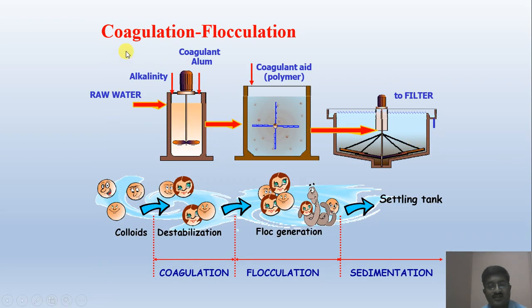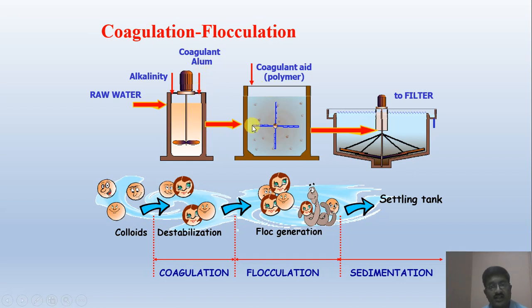Knowing that to remove such particles, coagulation and flocculation is there, right? What are coagulation and flocculation? I will show that. This raw water is provided to this coagulation unit. Alkalinity is checked, the coagulant dosage is decided, and stirring is carried out here. Generally, alum is used.